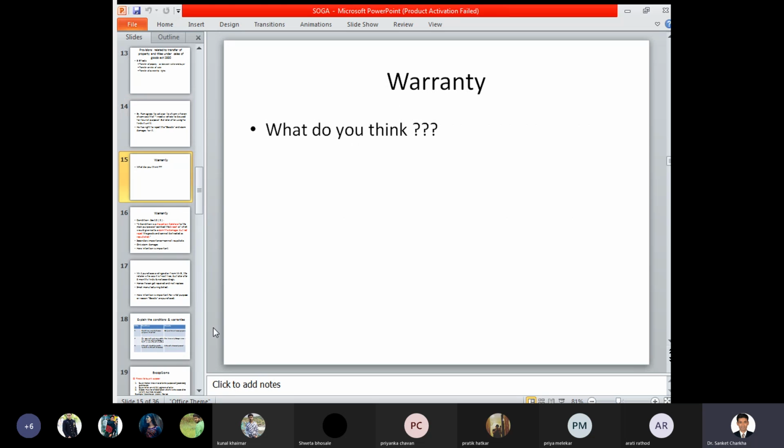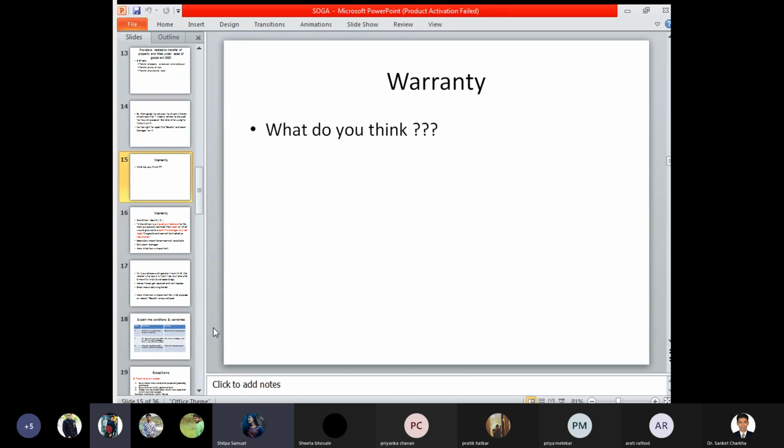Now let's look at the next perspective, warranty. So what do you mean by warranty? Yes, anyone? Can you please tell what do you mean by warranty? Whenever we purchase a watch or an electronic device, anything, we ask the seller, "Bhaiya, iski warranty hai kya?" What do we actually mean by saying that?